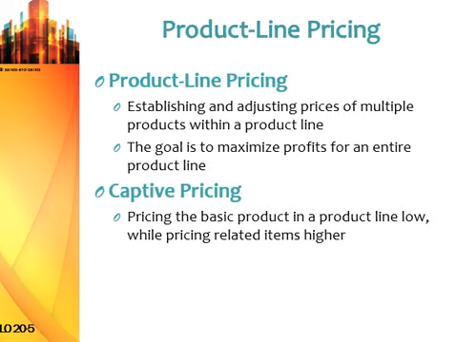Product line pricing is establishing and adjusting prices of multiple products within a product line. Companies like Coca-Cola, Pepsi, Procter and Gamble, which have multiple product lines and different versions of the products within the lines, have to decide on how to do the product line pricing.